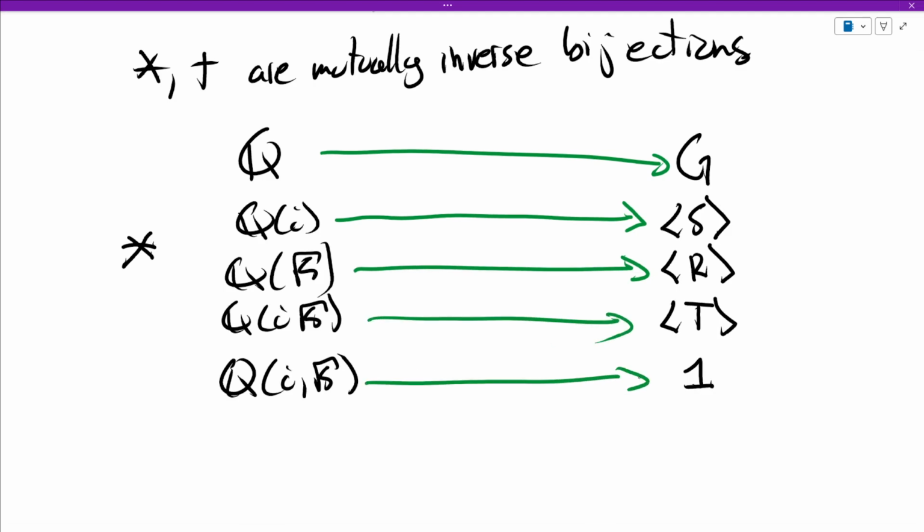And then dagger on the other side, sorry, I'm not all that great at writing daggers, is going to undo it. So G is only going to fix Q. The group generated by S is going to fix Q adjoin i, and so forth. So this is what I mean when I say mutually inverse bijections. Whatever asterisk does, dagger undoes it. Whatever dagger does, asterisk undoes it.